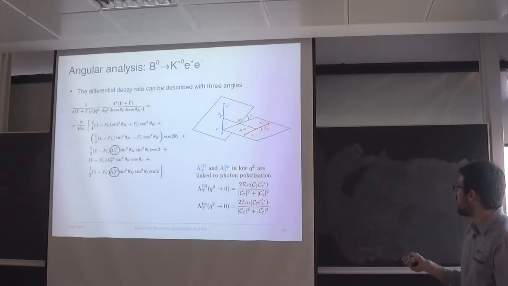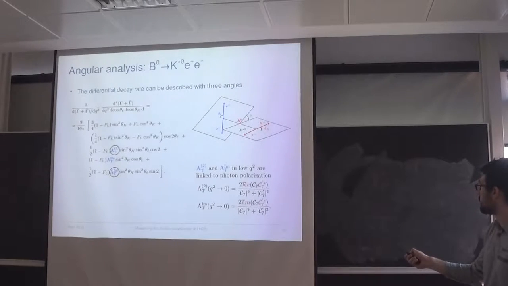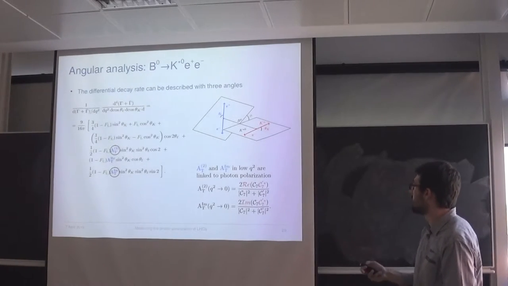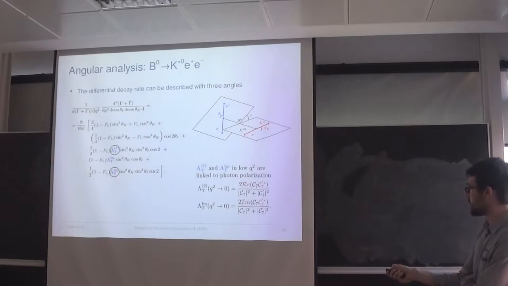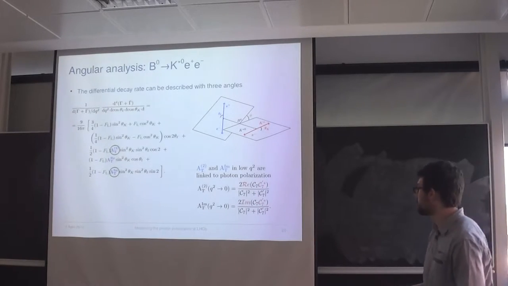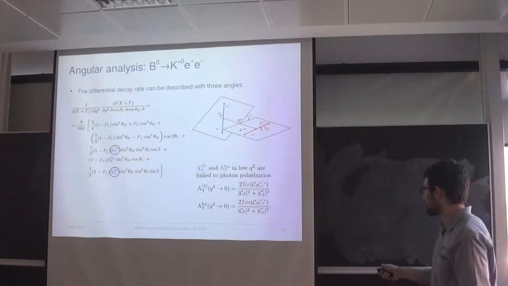Okay, so this is the scheme of this decay, where you have a V0, and you can define here three angles: theta K, theta L, and the phi between the two planes of these two decays. And if you calculate the differential decay rate, you can describe it with these three angles and these parameters here, where the AT2 and the AT imaginary are related to the photon polarization, or to the C7 and C7 prime in this way, when the q squared is tending to zero.